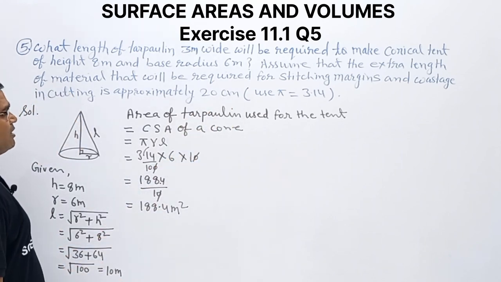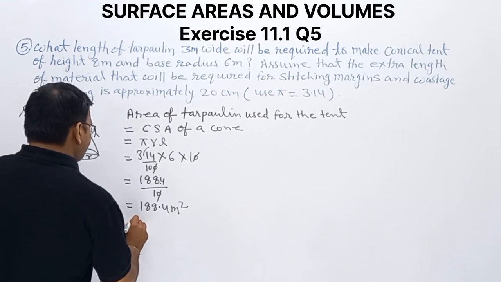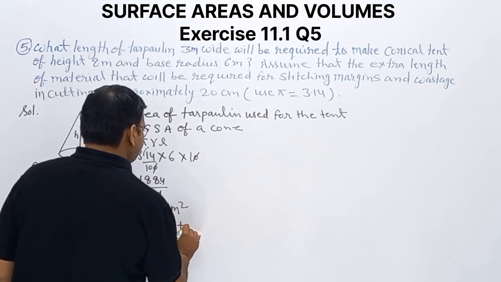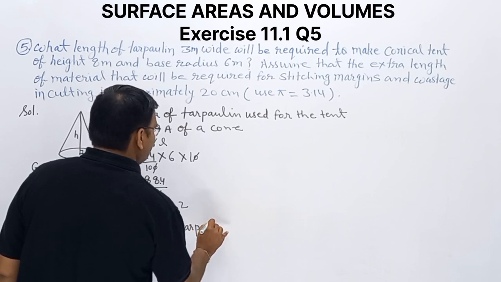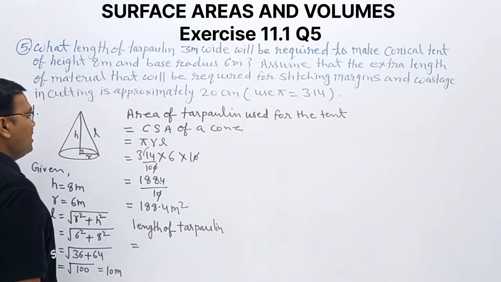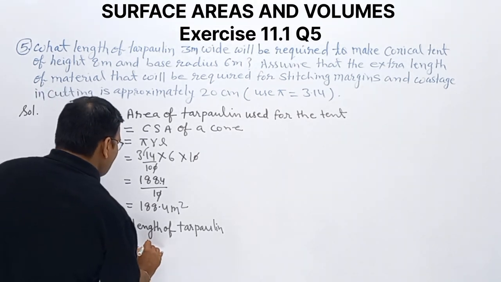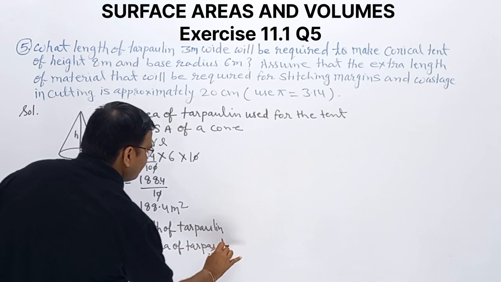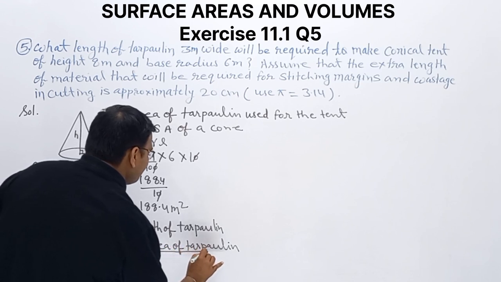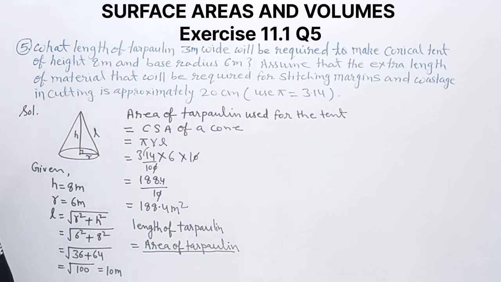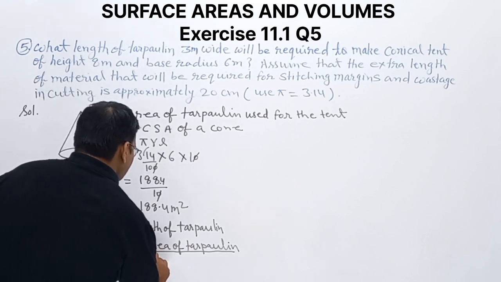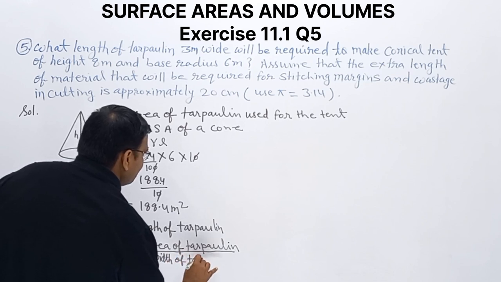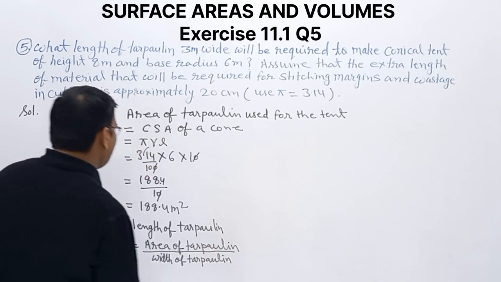Now, how will we calculate the length of tarpaulin? Length of tarpaulin equal to area of tarpaulin divided by width of tarpaulin. Observe, simple what we are doing.